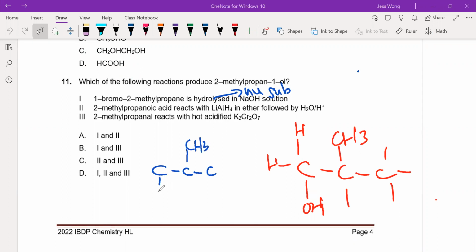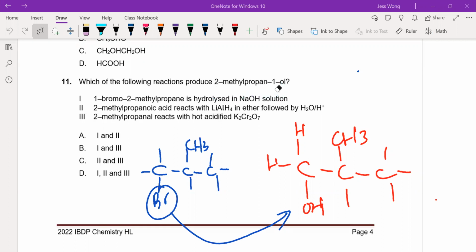1-bromo-2-methyl propane undergoes a nucleophilic substitution, then its bromine group will therefore be replaced. So you can actually get this structure, 2-methyl propanol, from this nucleophilic substitution reaction. So this hydrolyzed here refers to nucleophilic substitution. So we can get it.